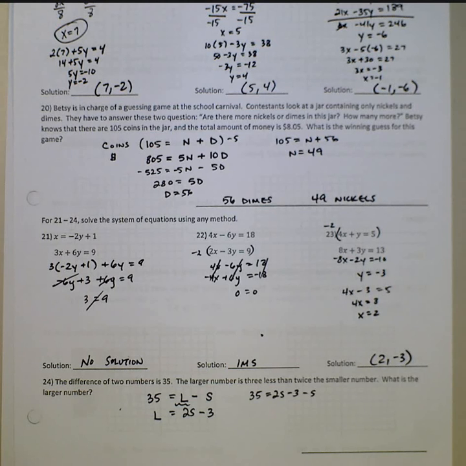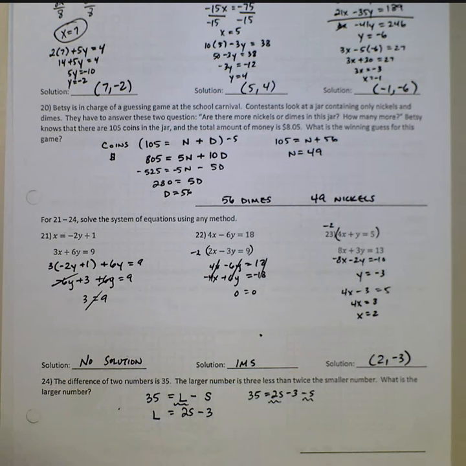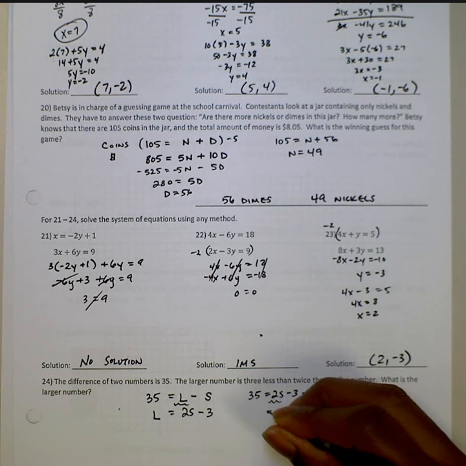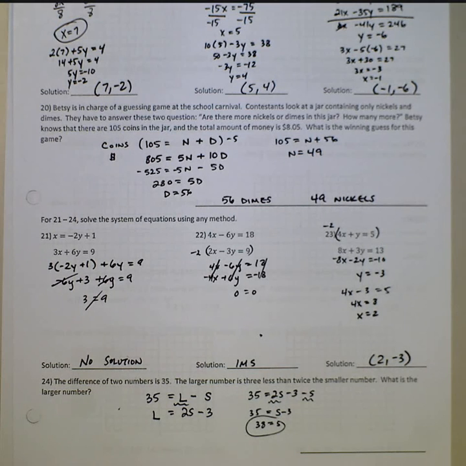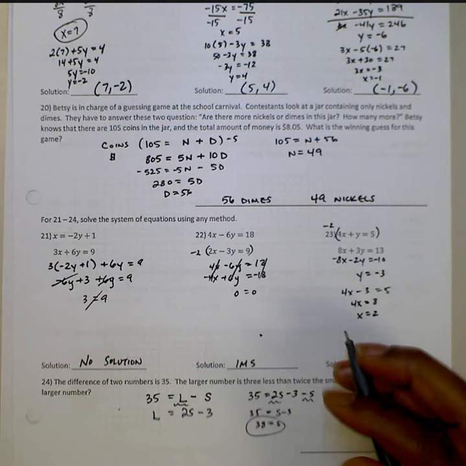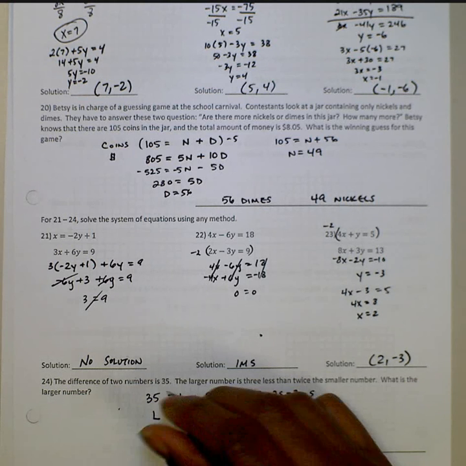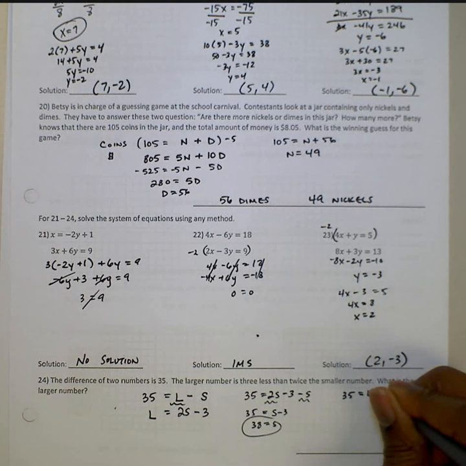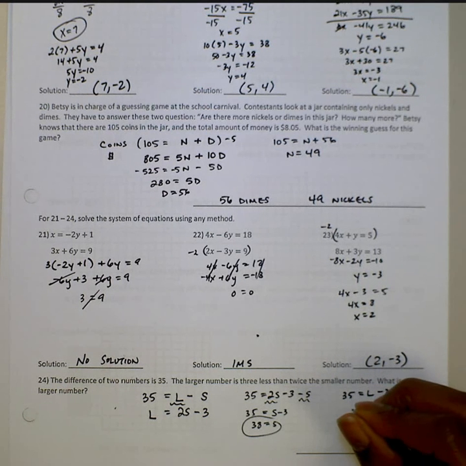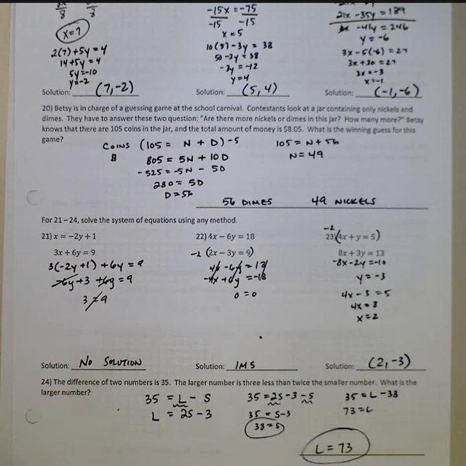Okay, so now we're going to combine our like terms here. 2s minus s gives us s. S minus 3 is 35. Add 3 to both sides. S is 38. So the smaller number is 38. The larger number then we can find by plugging into this equation. So 35 equals L minus 38. Add 38 to both sides, and that gives us 73. So the larger number is 73, to answer the question they asked originally.